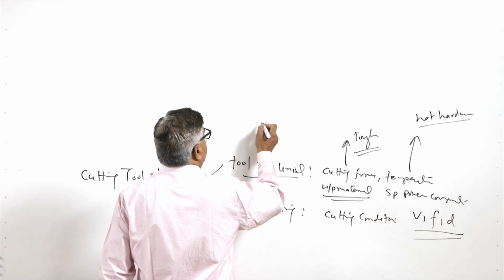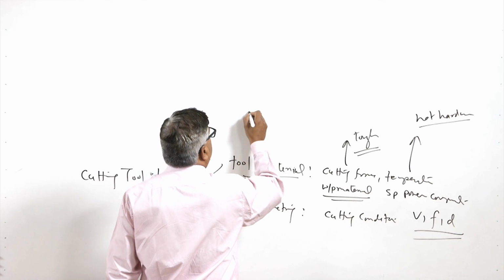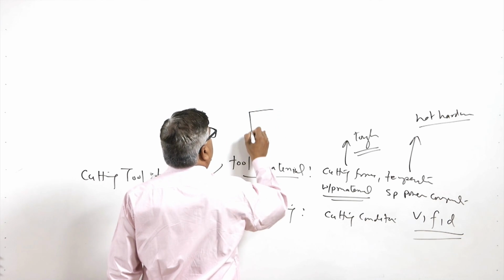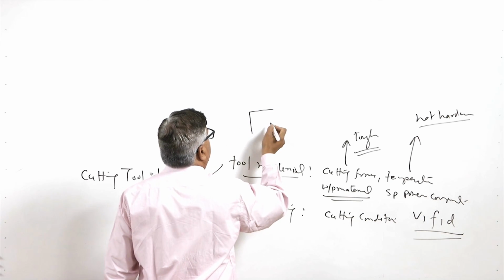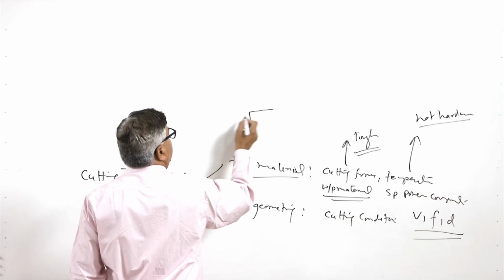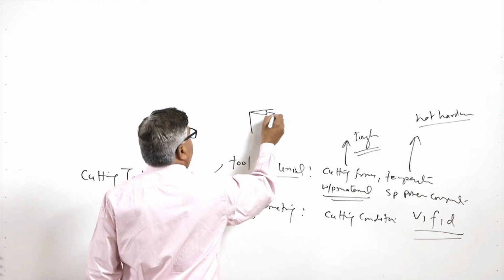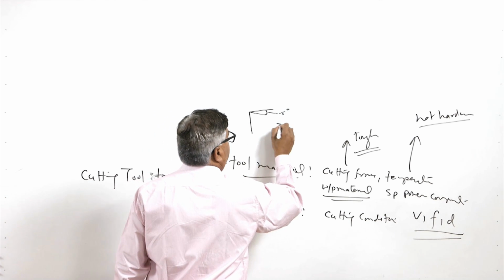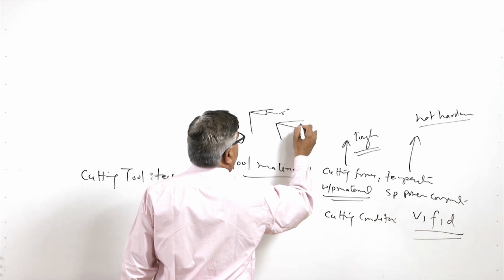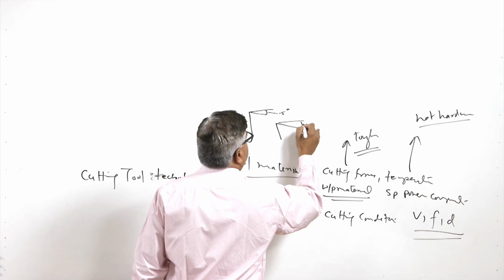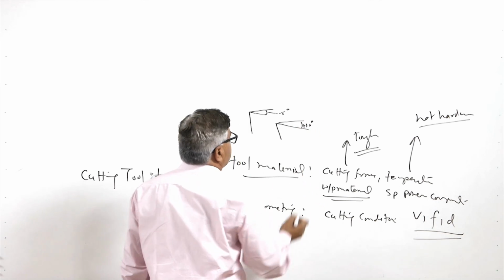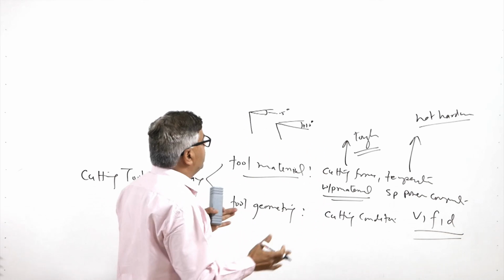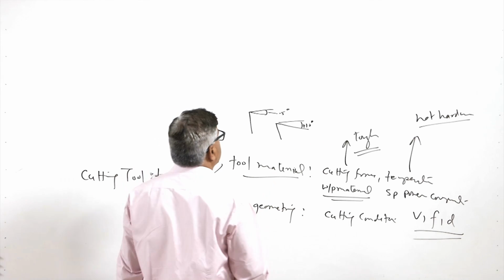Tool geometry primarily involves the kind of rake angle which will be given, whether it is positive or negative. Here is an example of a negative rake, which may be say -5 degrees, or the positive rake, when it is sloping down, say of 10 degrees. So, depending upon the kind of tool material we are using, suitable tool geometry is selected.